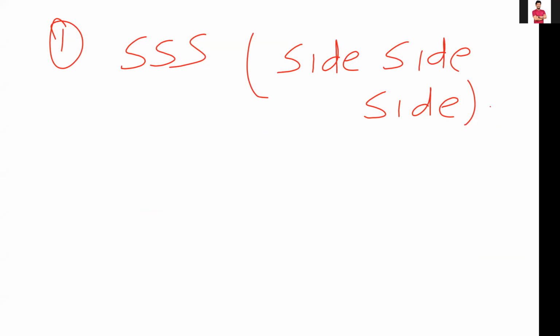After this SSS, we have one more, SAS. This is valid when one angle of a triangle is equal to one angle of another triangle, and the sides including the angle are proportional. Correct? And the third is AA.